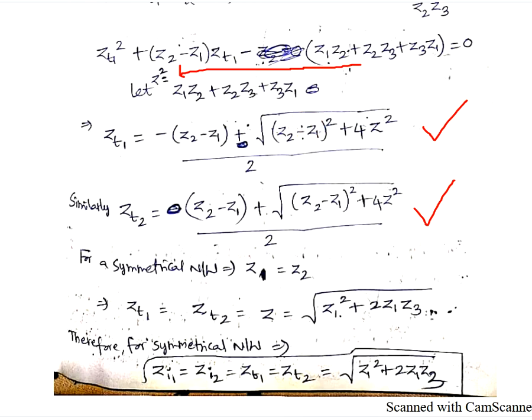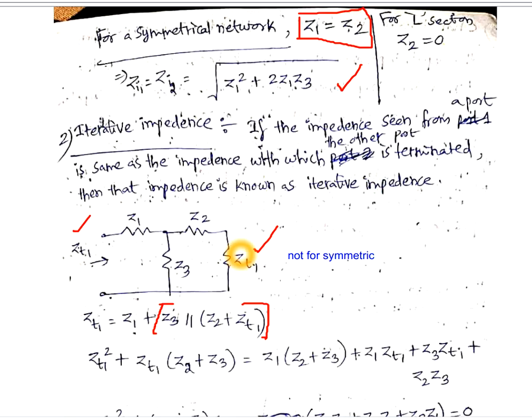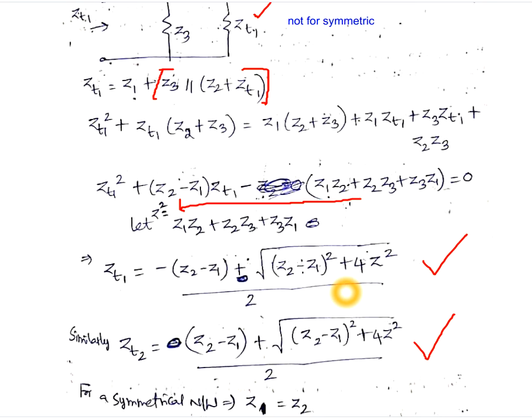Okay, right? Now in these formulas, what is this Z square here? Don't worry about Z square. Z square is nothing but Z1 Z2 plus Z2 Z3 plus Z3 Z1, right? So now we got iterative impedances which are known as ZT1 and ZT2. So this is not for a symmetric case, right? Because Z2, Z1 and Z3 are different.